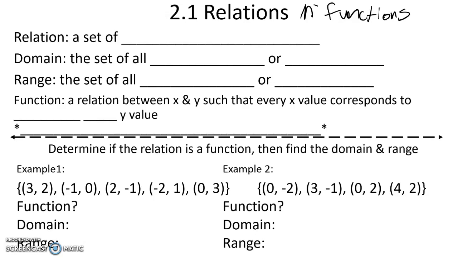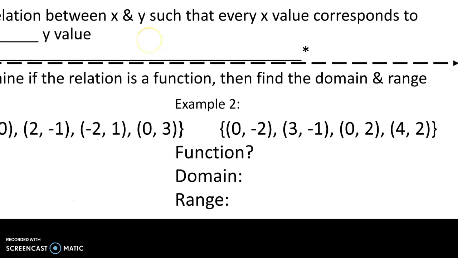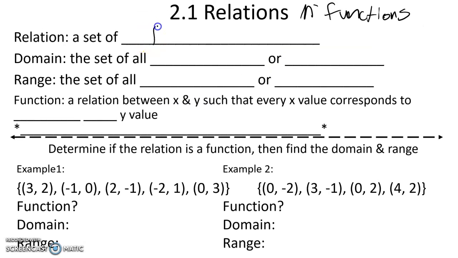So basically what a relation is, it's a set of points, or more specifically, you just call them ordered pairs. A relation is a set of points. So again, this right here, that's a relation, this down here, those are both relations, so just sets of points.